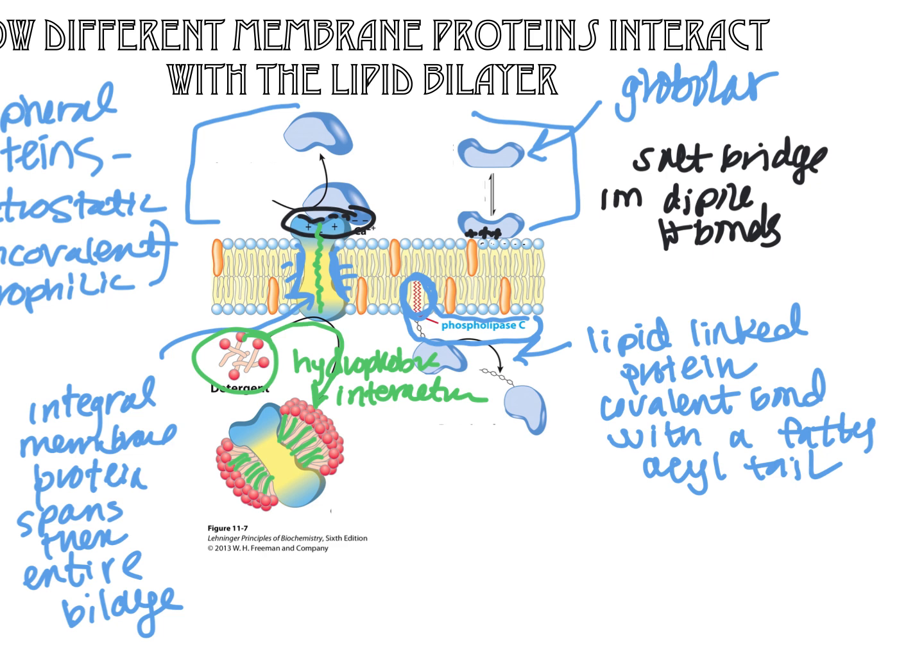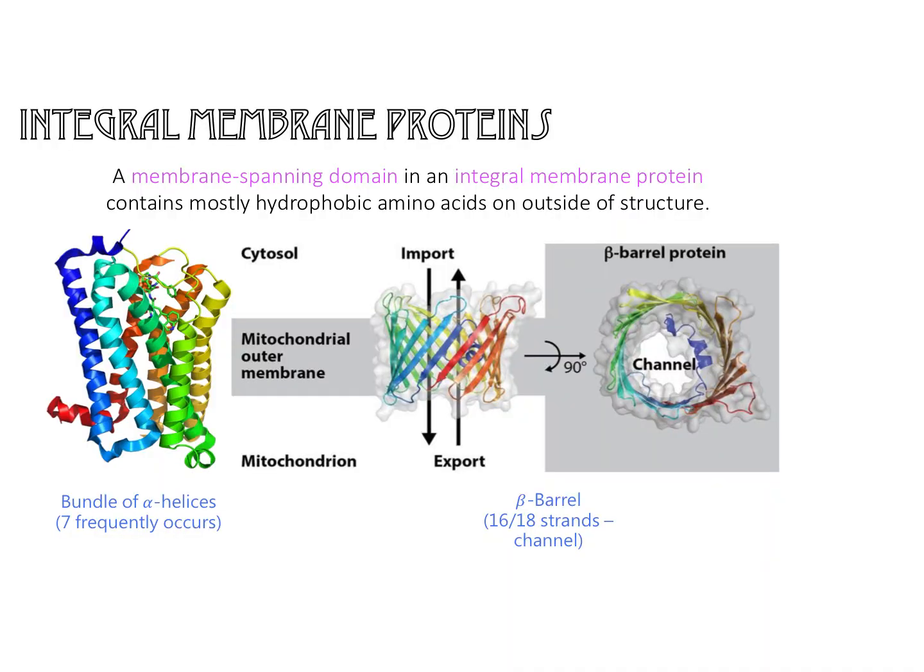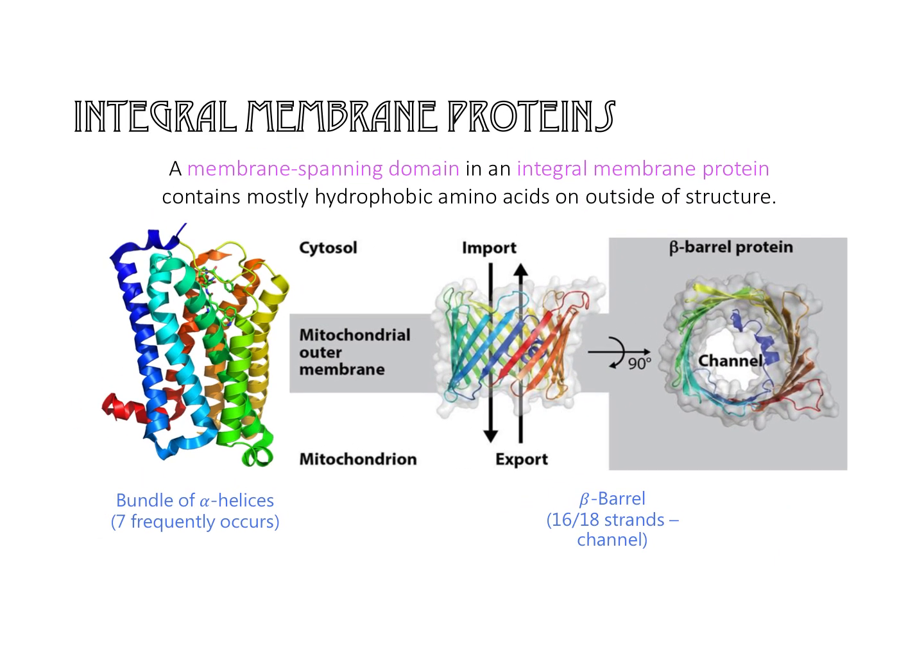Okay, so like I said, we're going to focus on the integral membrane proteins from here forward, because we're going to talk about receptors that are embedded in a membrane, and those are all integral membrane proteins. Okay, so the integral membrane proteins have two main possible structural features. The protein can be a bundle of alpha helices. Seven alpha helices is the most frequent.